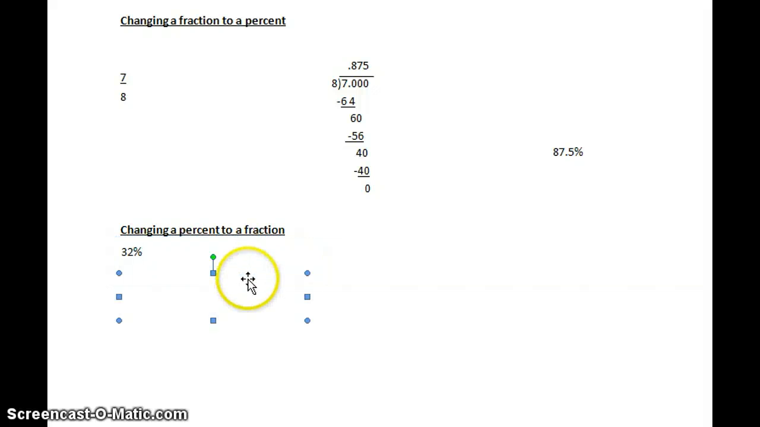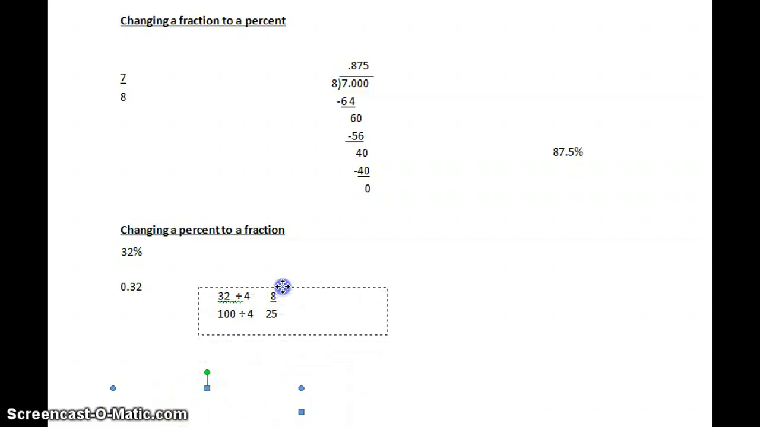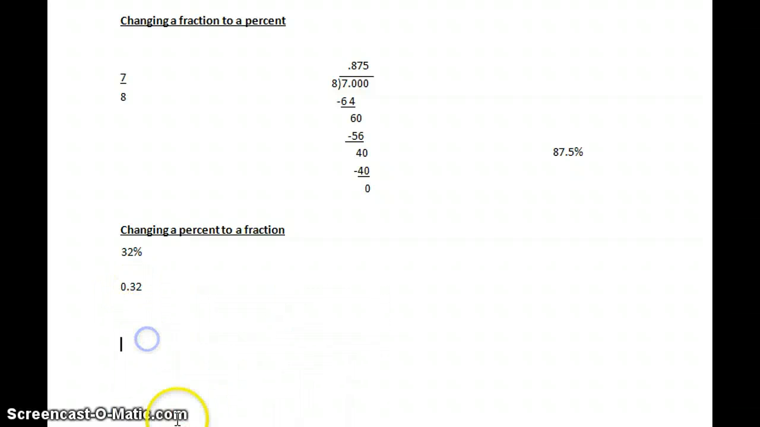And I would get 0.32. Okay, we'll just say 0.32.